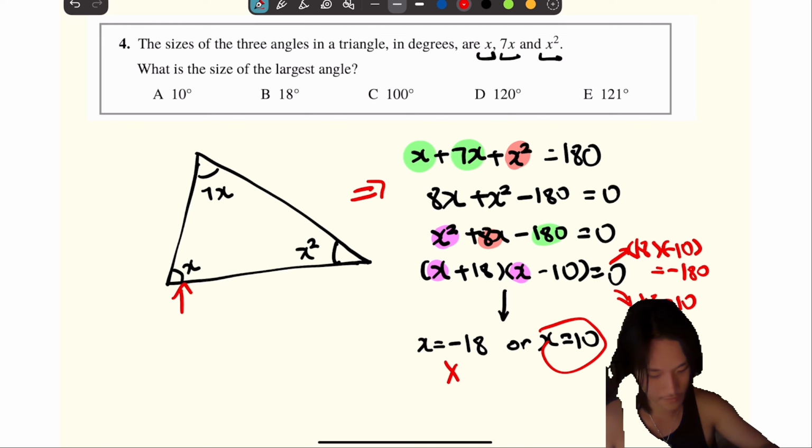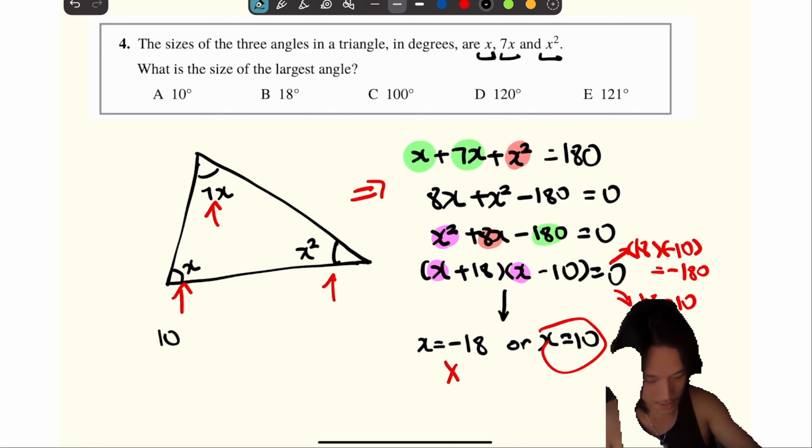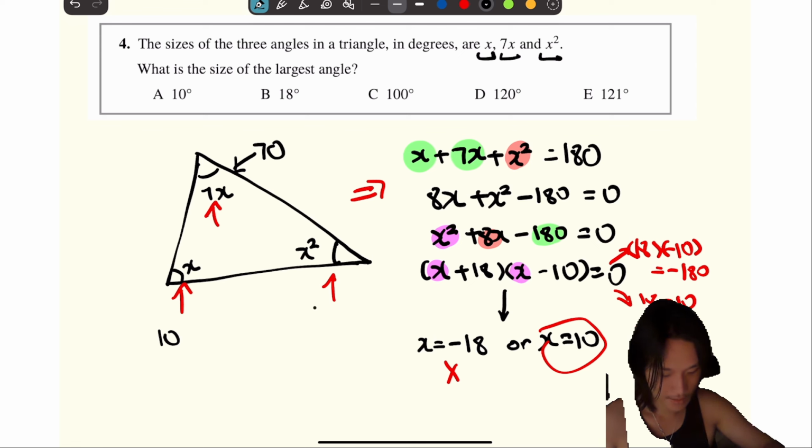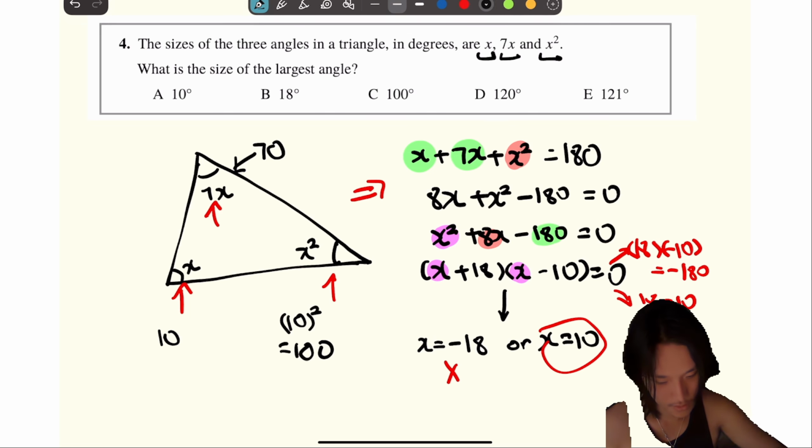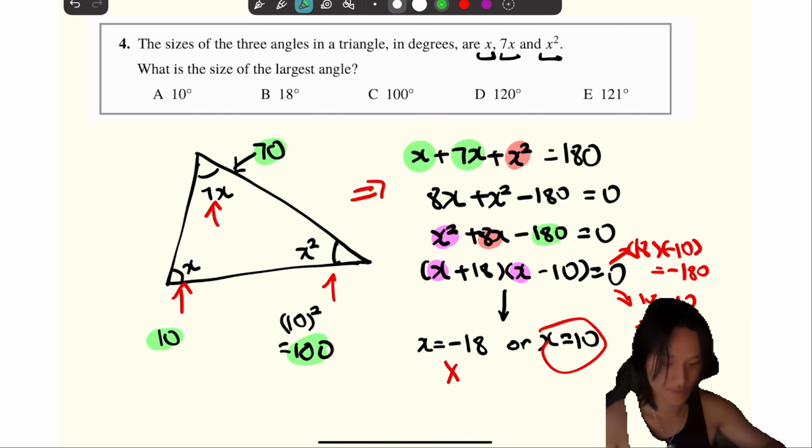So let's fill them in. We have one of the angles is 10. Then this one, 7 times 10, that is 70. And x squared, that is 10 squared. So 10 times 10, that is 100. So now we know all the degrees, right?